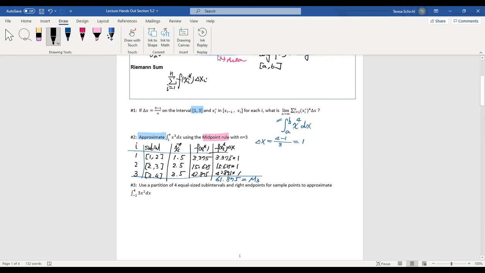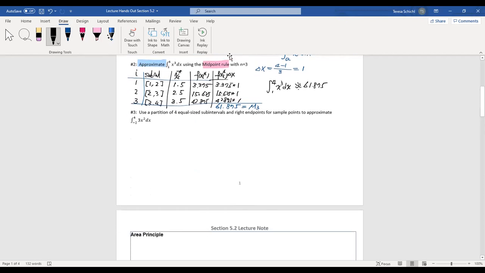So that's why I can say the integral from 1 to 4 of x cubed dx can be approximated by 61.875. Of course, this is not the exact area under the curve because I only took 3 subintervals here. Okay, so let's do one more.